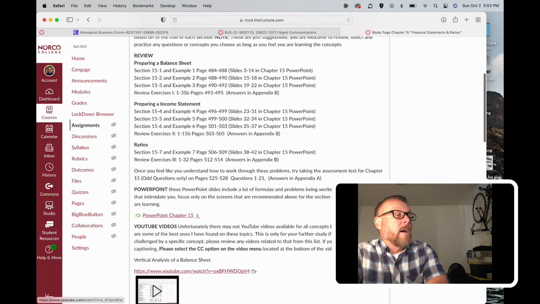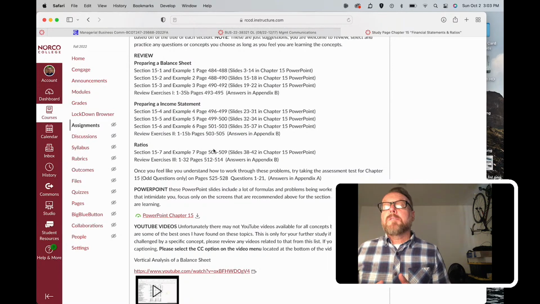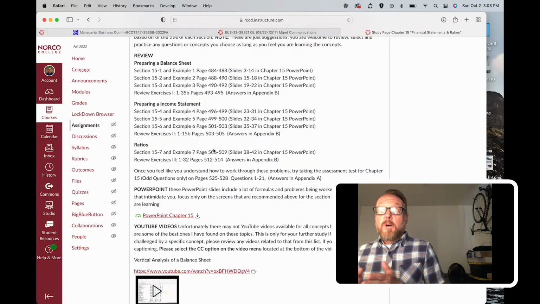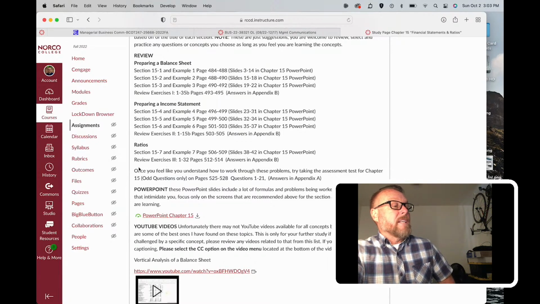And here's the point. I didn't do a video yet on this, but I'm going to be having a Zoom session once again on Tuesday of this week. So on Tuesday at 10 a.m., we're going to be working through the book on how to do a horizontal analysis, how to do a vertical analysis on these 2 documents. So I'll be explaining that. That video will be placed right here under the preparing a balance sheet and preparing an income statement.